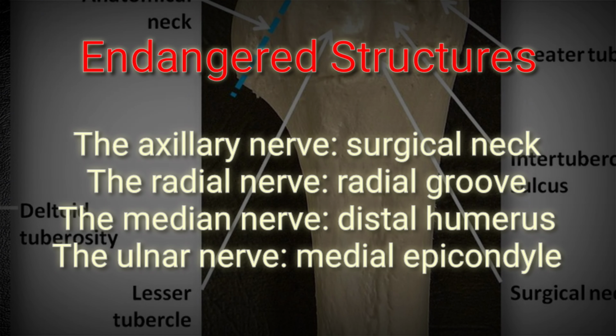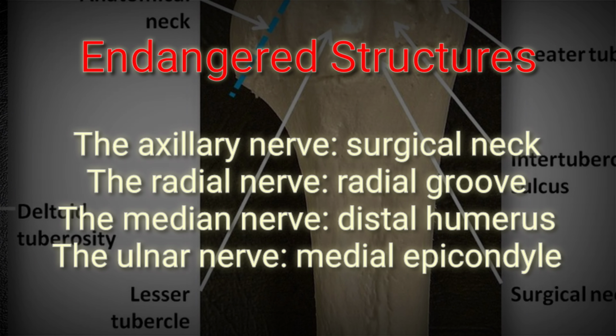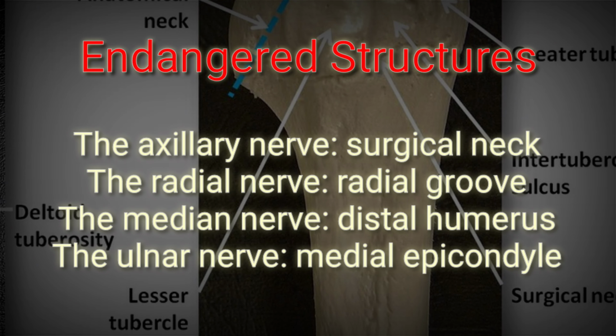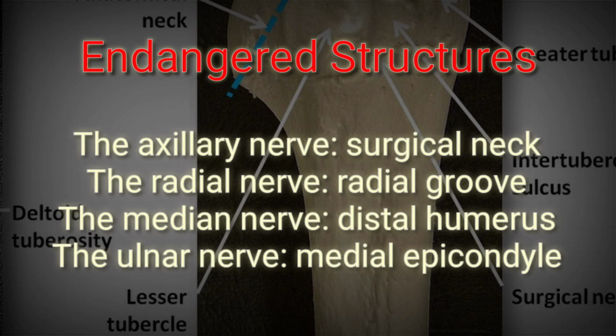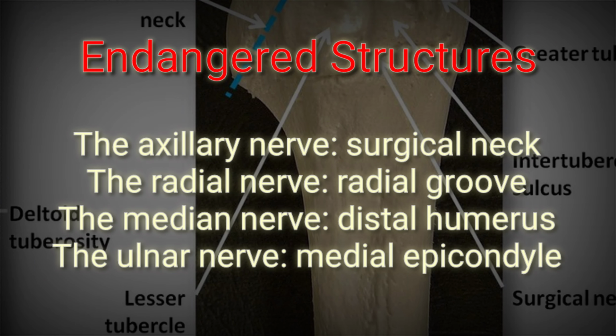Endangered structures. The following nerves are located on the following aspects of the humerus: axillary nerve, surgical neck; the radial nerve, radial groove; the median nerve, distal humerus; the ulnar nerve, medial epicondyle. If any of these aspects of the humerus are fractured, there may be damage to these nerves.